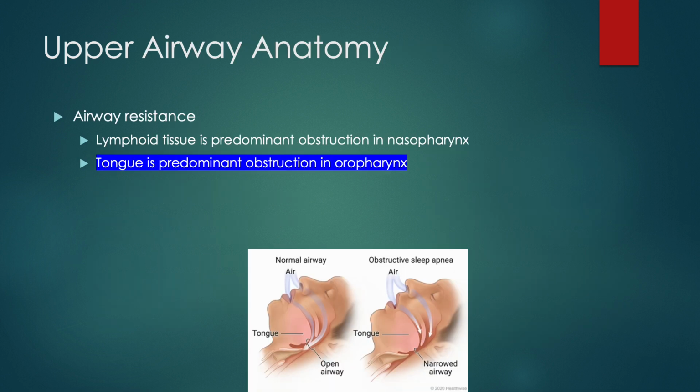So the primary site of obstruction in the nasopharynx: lymphoid tissues such as the adenoids are primary contributors of airway resistance. In the oropharynx, we know it's the tongue. That's the predominant site of obstruction, especially in patients with obstructive sleep apnea or excessive tissue mass in the oropharyngeal region.